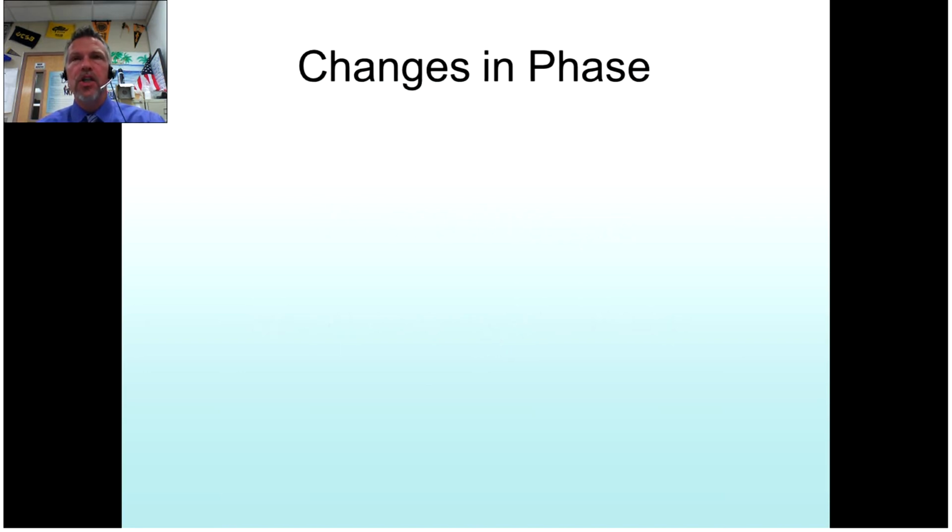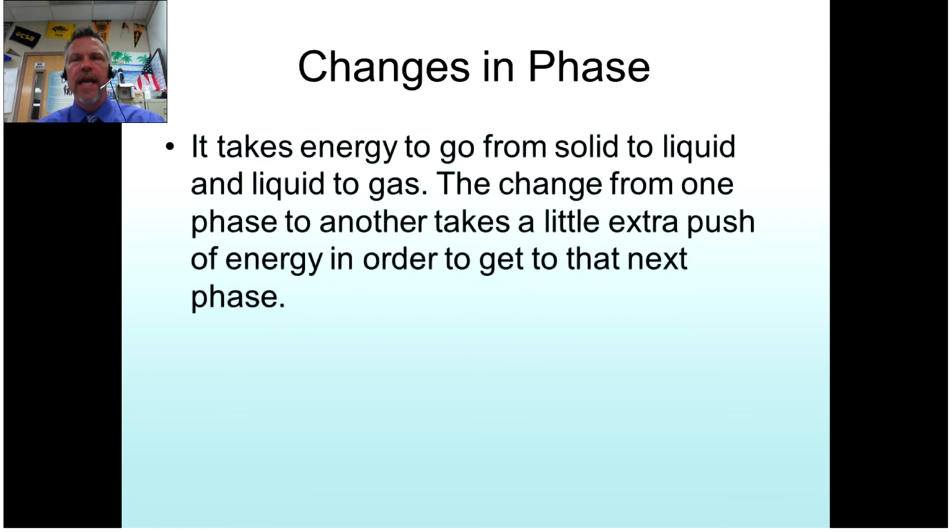Okay, so we know what a change in phase is. That's when a compound goes from one phase to another. For example, when liquid water turns into steam, that's a phase change. Or when solid copper melts to liquid copper. Those are phase changes. And it takes energy to do that. It takes energy to go from a solid to a liquid or a liquid to a gas. And so moving from one phase to another just takes a little bit of extra energy to make that change. And what we're going to learn how to do right now is calculate how much of that energy is needed.